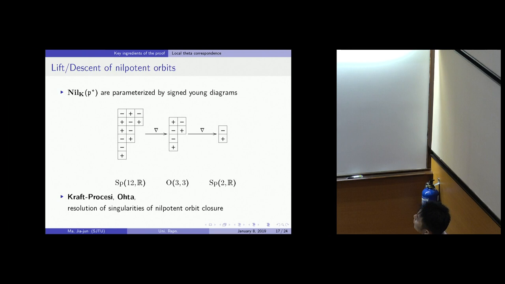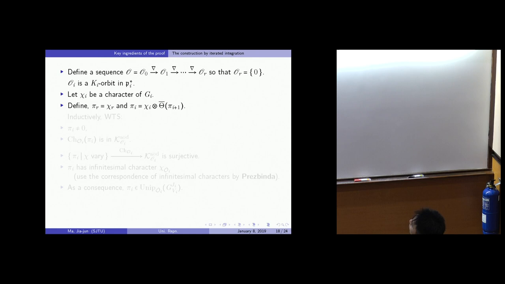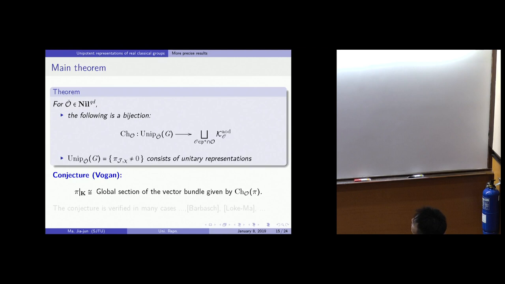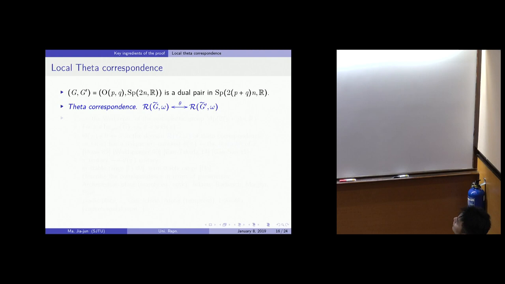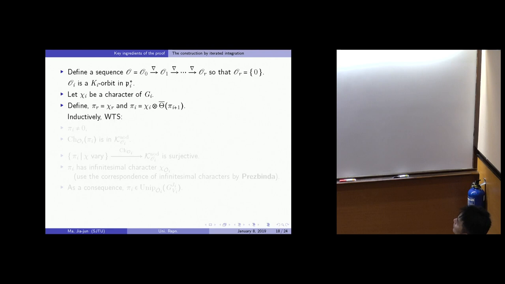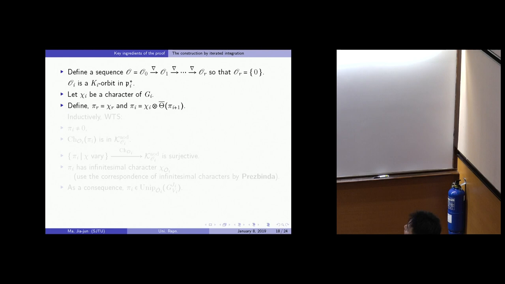And then our construction here is almost the same as the following construction. It's just saying that you do successive theta lifting. So you're starting from an orbit. The last one will be the trivial orbit. Of course, a unipotent representation corresponding to the trivial orbit will be a finite dimensional representation. And so you take a character of the last group, and then you do the theta lift of pi i plus one, and you allow twisting in each step.